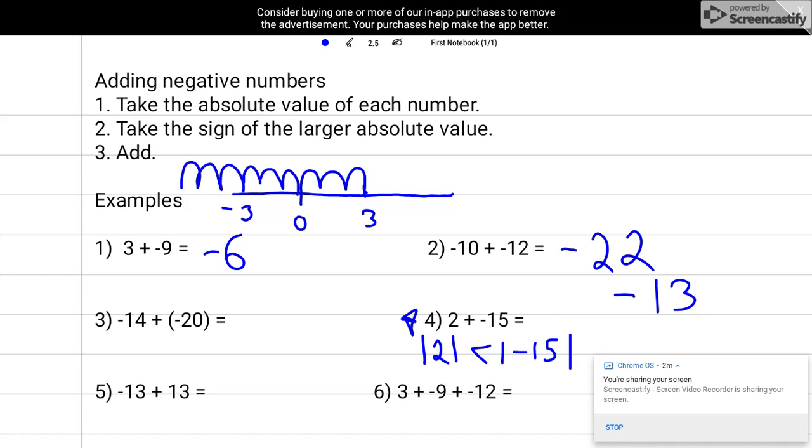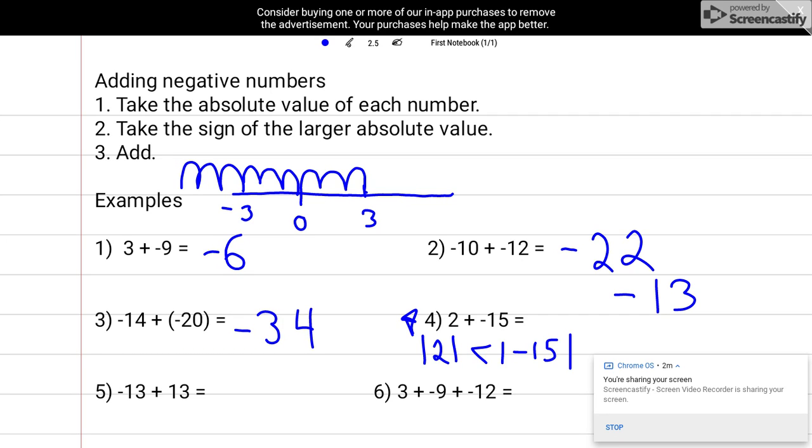If we look at number 3, it is the same type of problem as number 2, but those parentheses are there now. The only difference between number 2 and number 3 are those parentheses, and the parentheses are just there for the reader to indicate that, hey, this is a negative number. So I have negative 14 plus another negative 20, so this is going to be a negative number, and I'm going to add those two as I normally would.